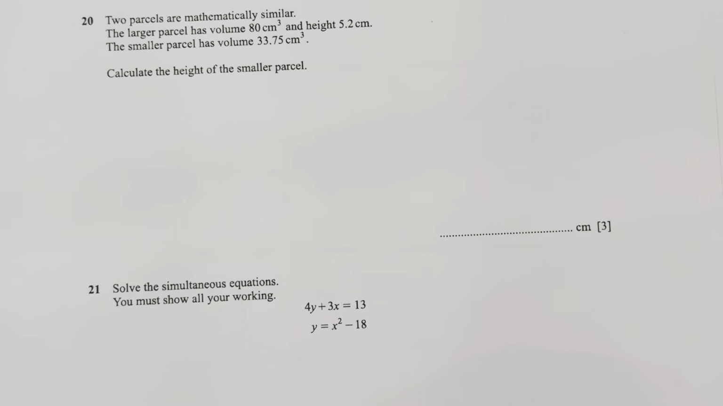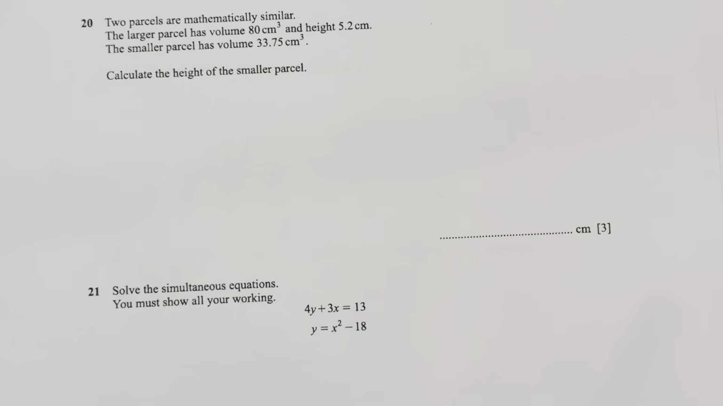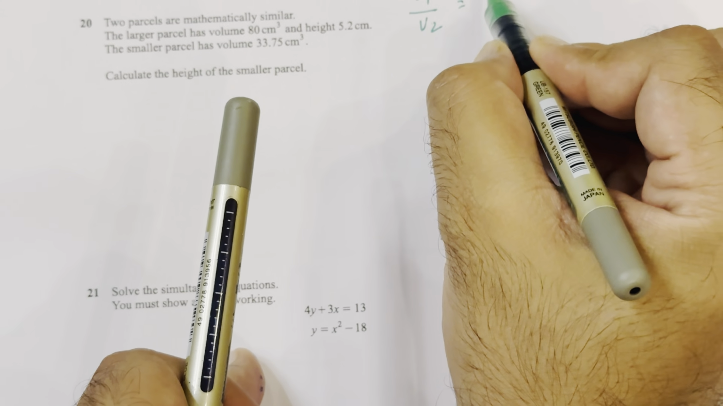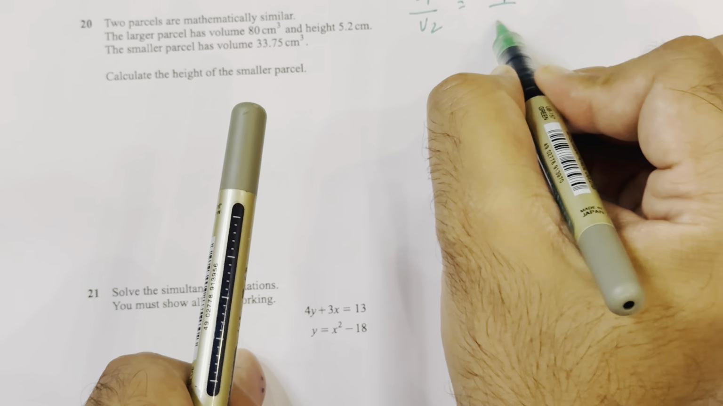Okay, moving to question number 20. Two parcels are mathematically similar. The larger parcel has a volume of 80 centimeters cubed and height. It means you need to use this formula: V1 over V2 is equal to L1 over L2.